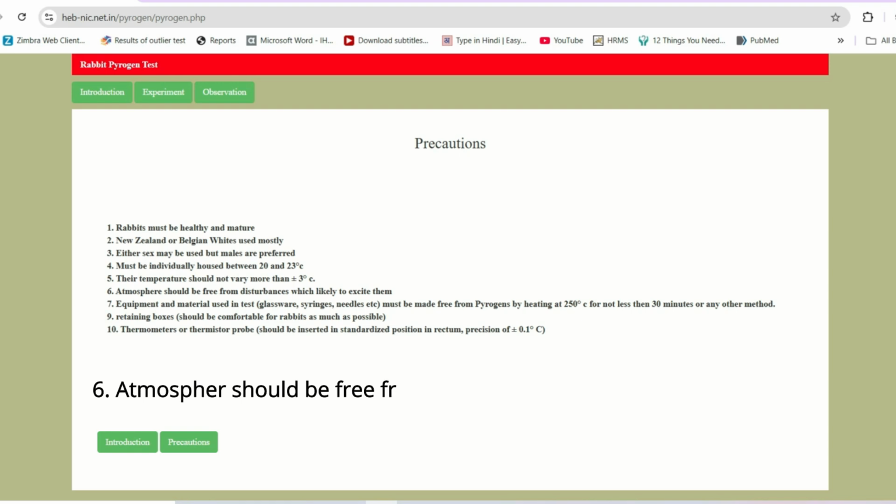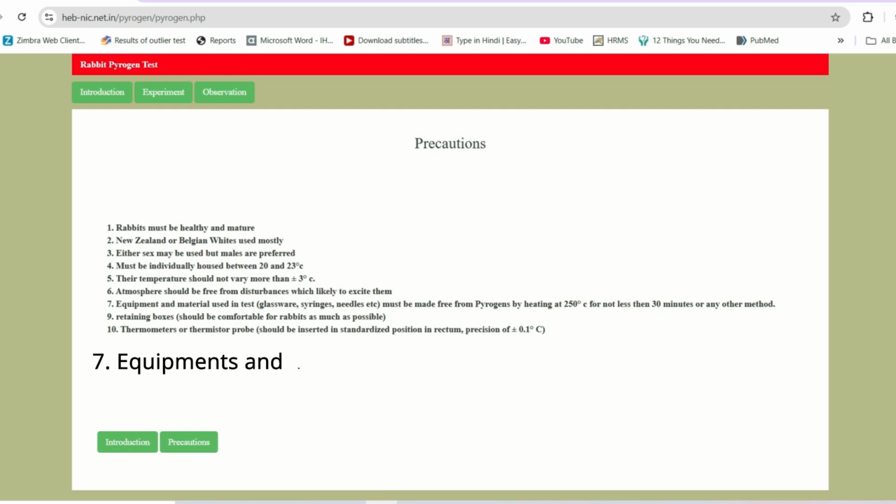The atmosphere should be free from disturbance which is likely to excite them. So while you are conducting these types of experiments, those animals should not be disturbed. Only the person who is handling them should handle them; no other person should be available to excite them. So next, the experiment and the materials used in the test.